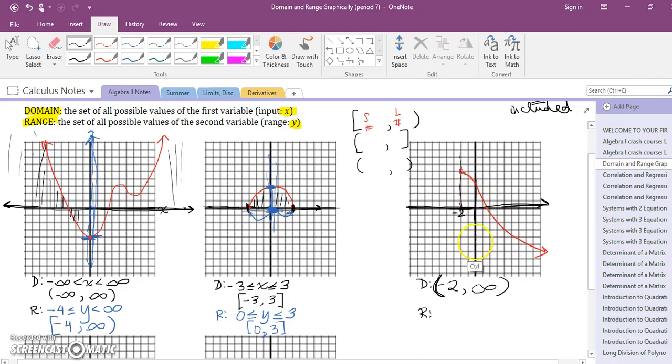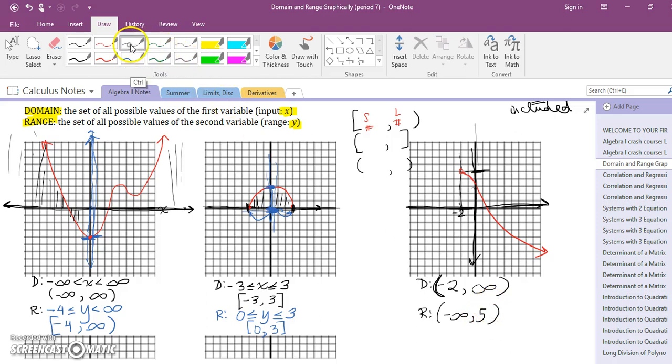Does the graph go down forever? Does it go up forever? Well, it does go down forever because this arrow means down and right. So the smallest y value I get is -infinity. And does it go up forever? Nope, this is the highest it goes. The y value that corresponds to it is 5, but I can't quite include 5.